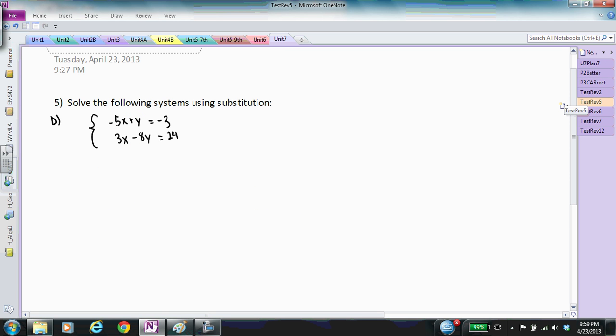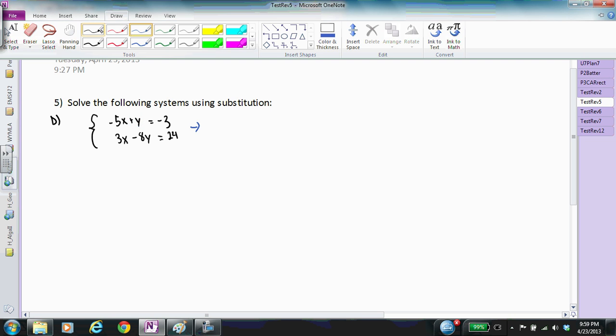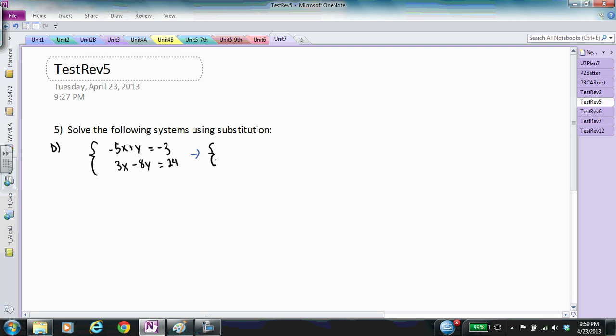Alright, skipping ahead to 5D. This is a review of solving systems using substitution. So in substitution, I always want to solve for one of the variables in one of the equations. So looking at this, the easiest one that I see for me to solve for is y. So I'm going to rewrite the system. I'm going to solve for y in the top equation by adding 5x to both sides. So I get y equals 5x minus 3, because I added 5x to both sides. And the bottom equation stays the same. 3x minus 8y equals 24.